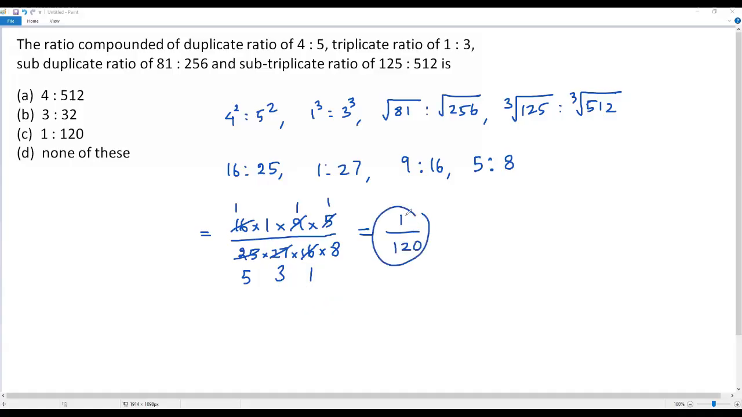Okay, now we can write this fraction as a ratio. Then I'm getting 1 to 120. So the ratio component of the given four ratios is 1 to 120. We find this ratio 1 to 120 in answer choice C. So the correct answer choice for this question is C.